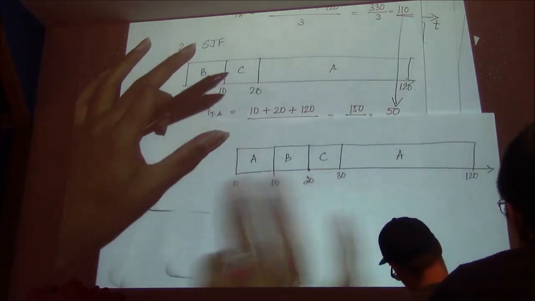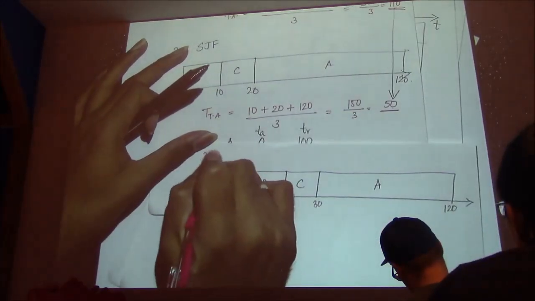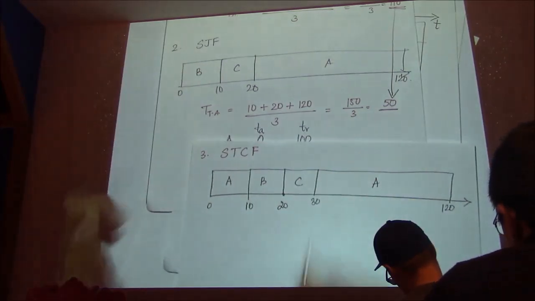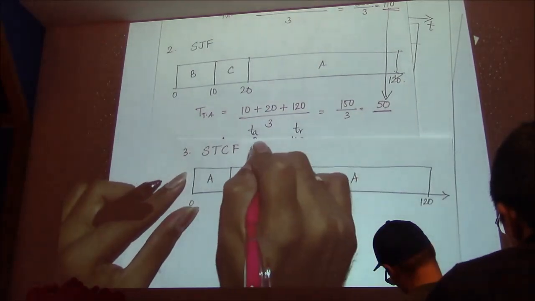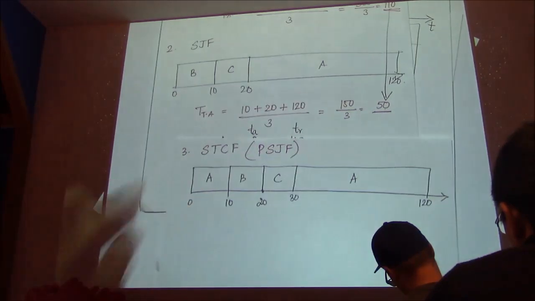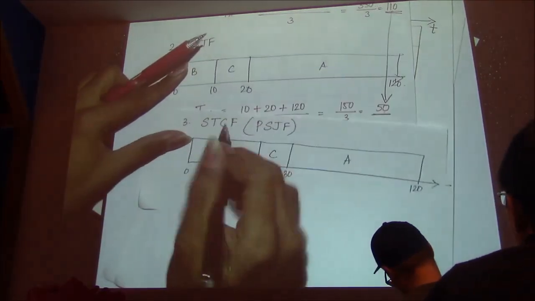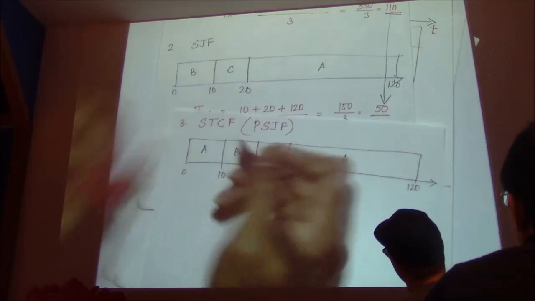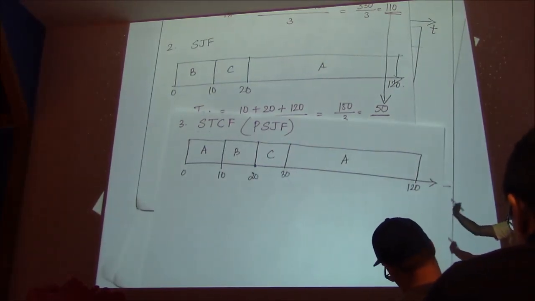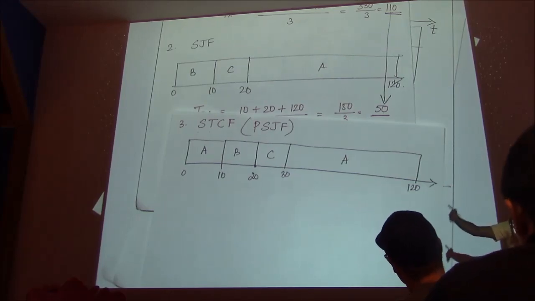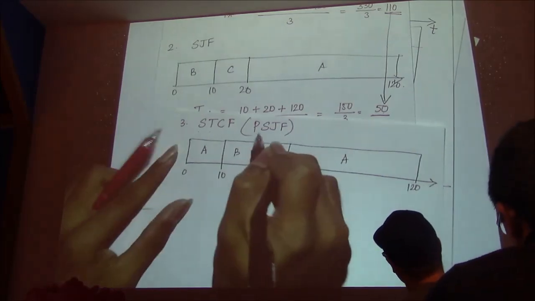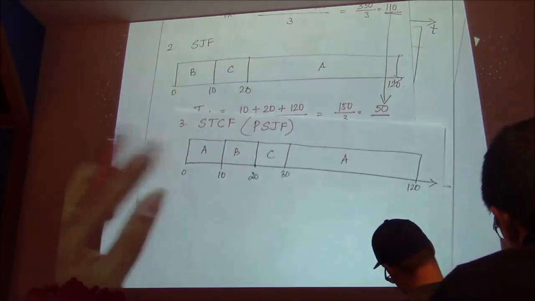And this policy that we just saw is called the shortest time to completion first. In other words, it's also called the preemptive shortest job first. Again, STCF stands for shortest time to completion first, because every time it makes a decision, it computes the remaining time in that particular job that we need to schedule, okay? And the other name for it is preemptive shortest job first.